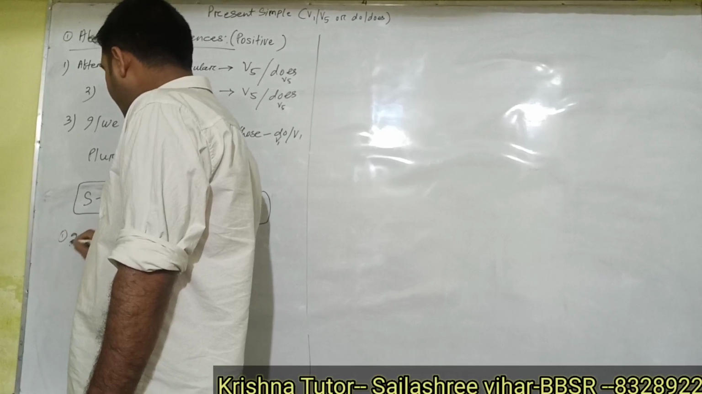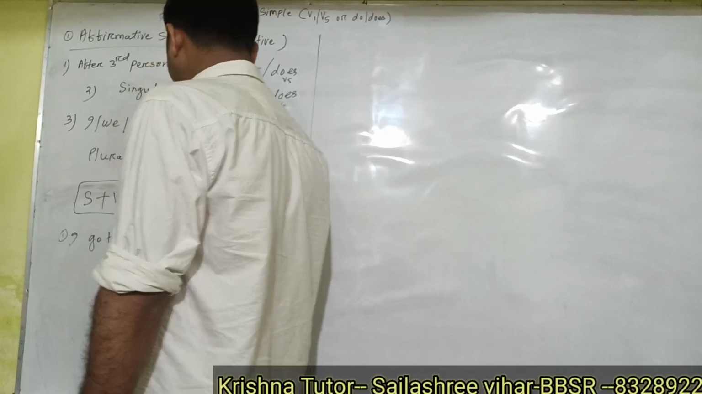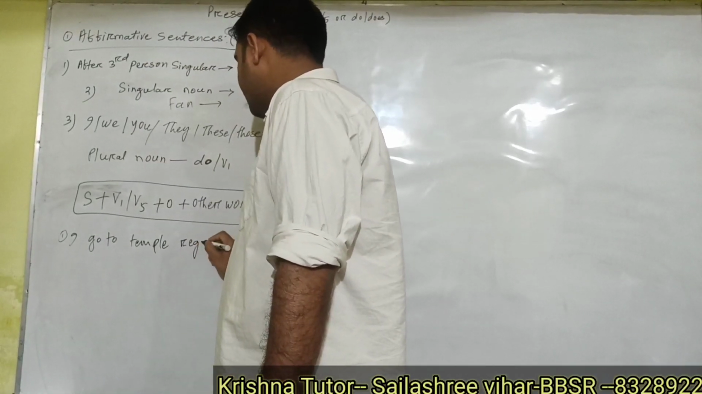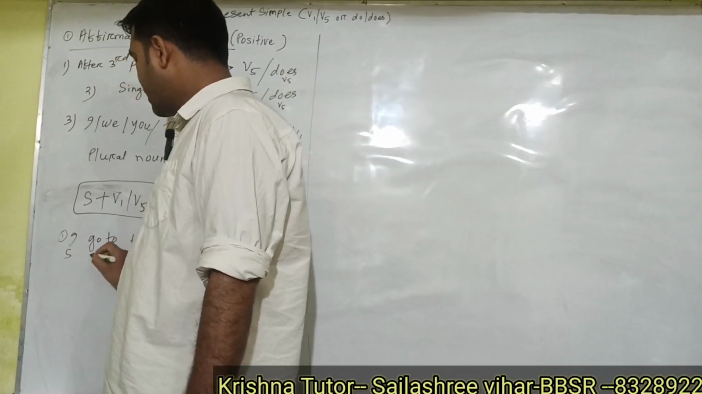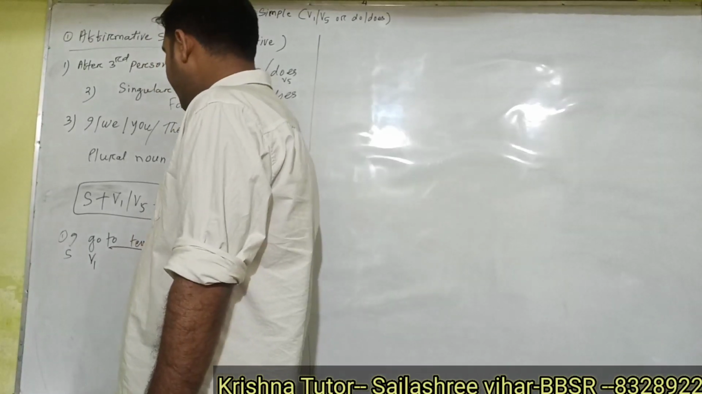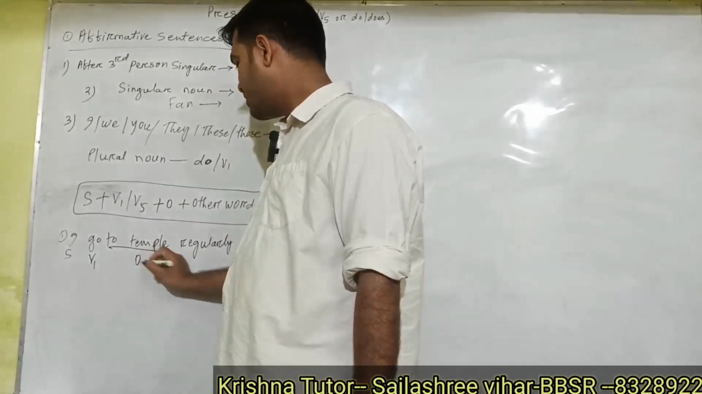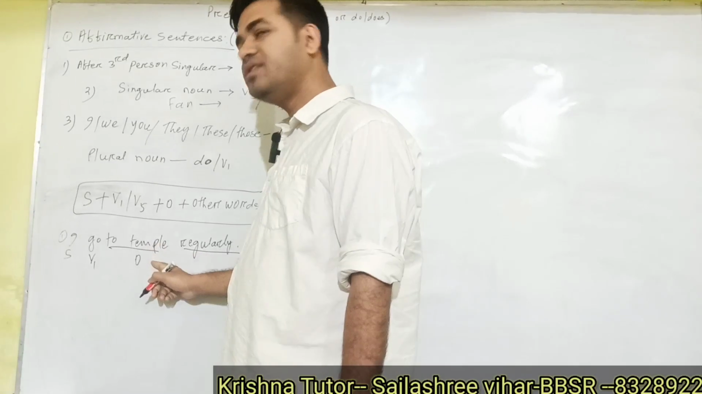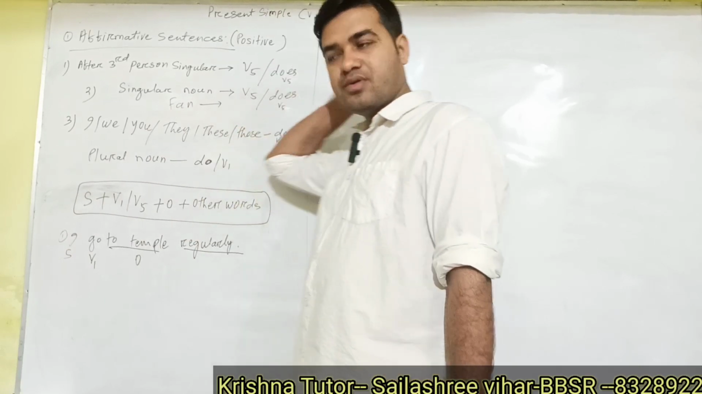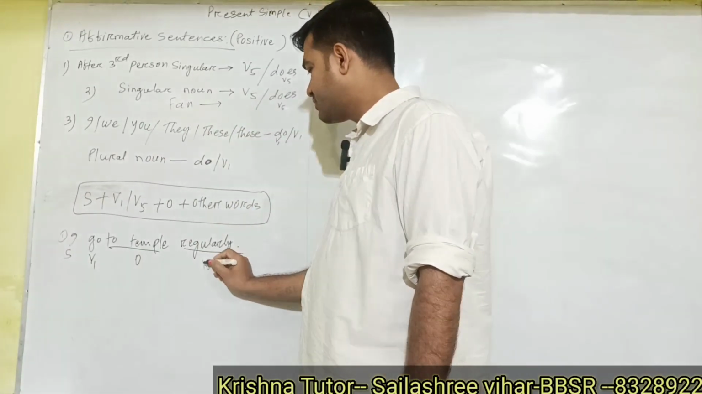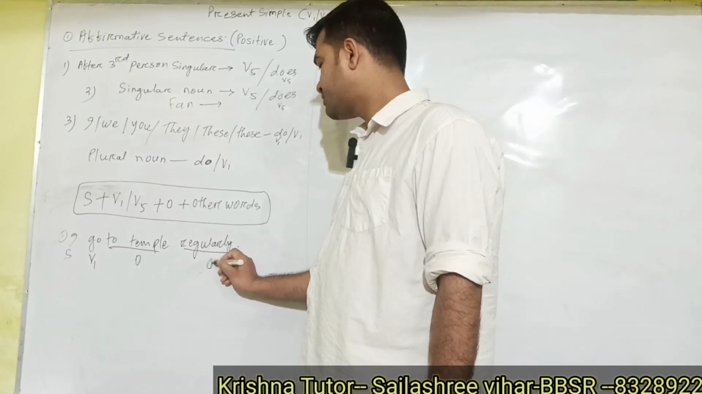If I say I go to temple regularly, here I is the subject, go is the verb in V1 form. To temple, this one is a preposition phrase, but still you can say it an object. Object temple is a noun, and object is always a noun or pronoun, subject is always a noun or pronoun. You can say this one is other words.